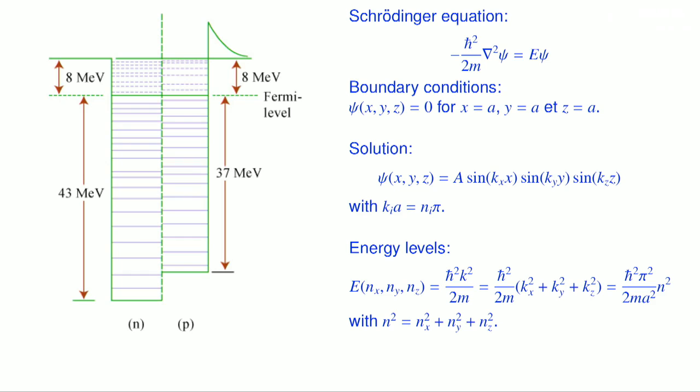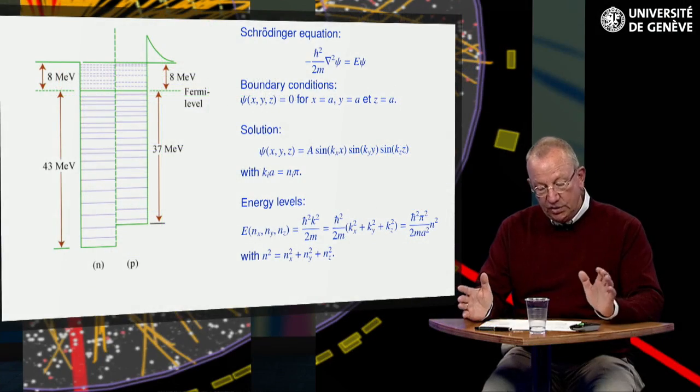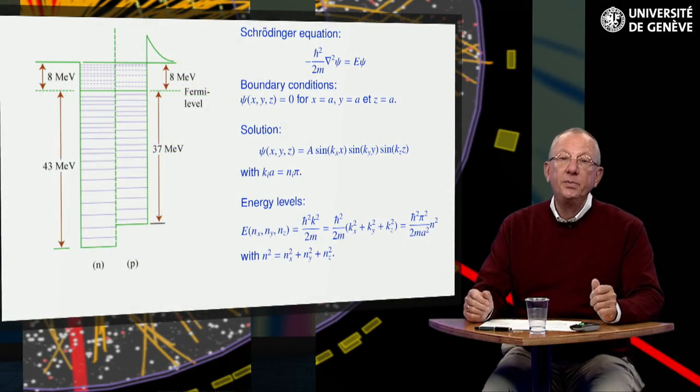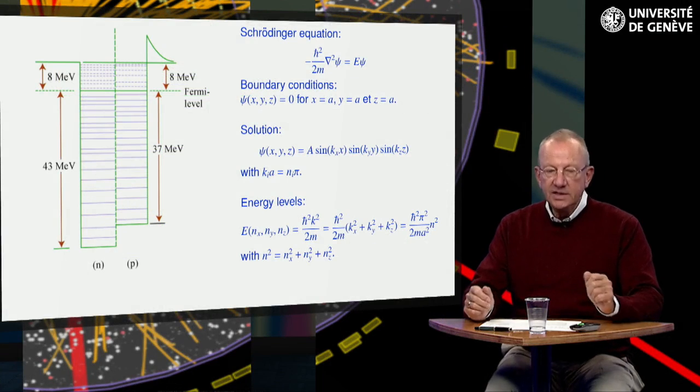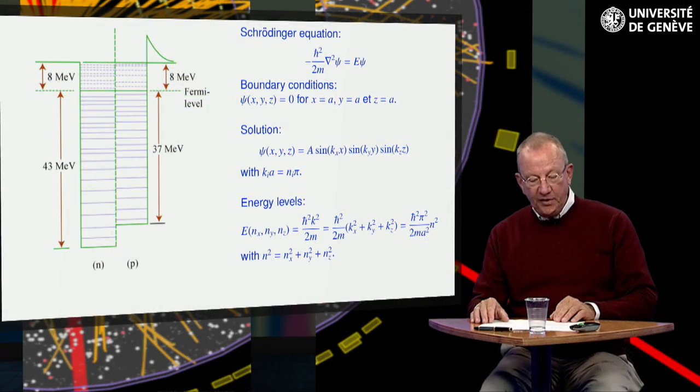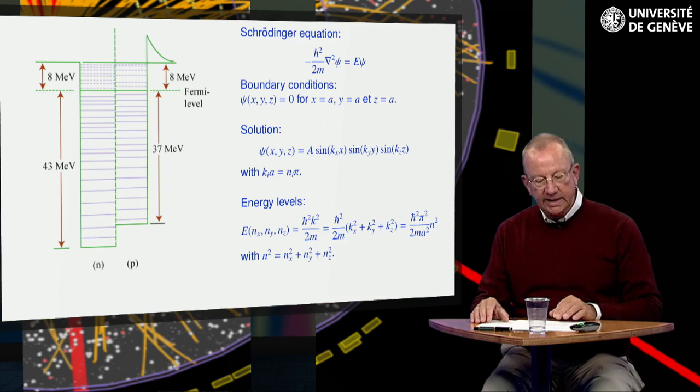Since N and P are fermions, there can be only 2 per energy level, with opposite spin. The last filled energy level defines the Fermi energy, which refers to the least tightly bound nucleons.